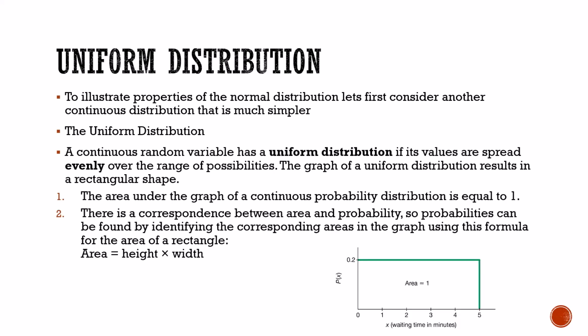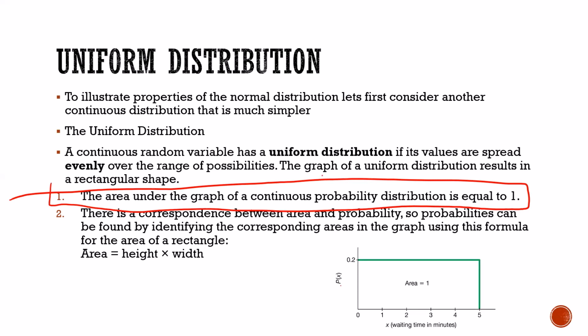And the area underneath the graph of a continuous probability is equal to 1. Now, this fact right here is nothing special about the uniform distribution. This is every continuous distribution, right? I'm going to call this continuous probability distribution as CPD, not the medical condition, right? And it has to be equal to 1, right?